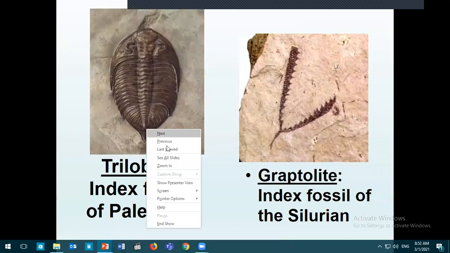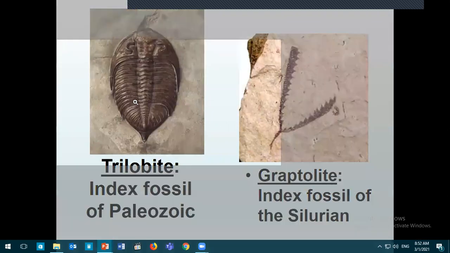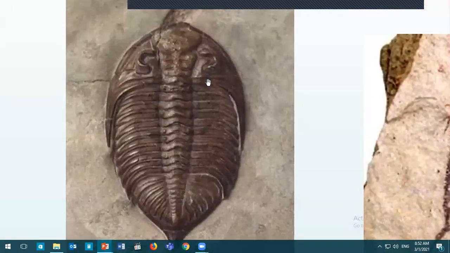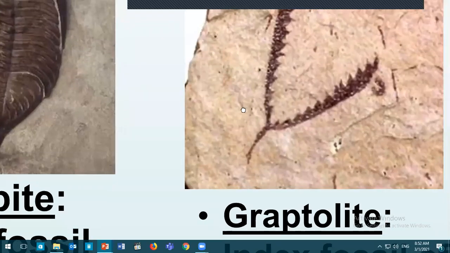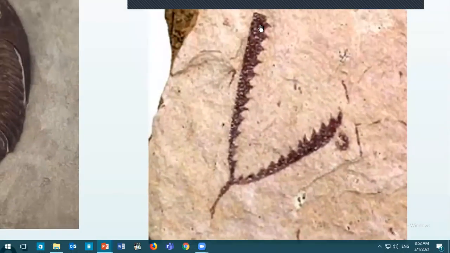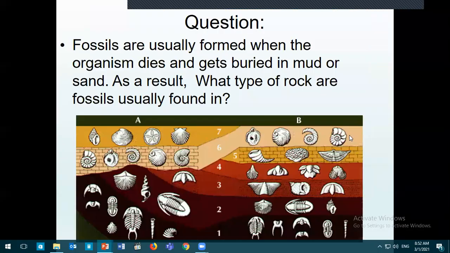This is another example. Okay, can you see how amazing the details are? But this is not the real organism, it's just an impression of it. Here's another thing. It's trapped in the rocks.